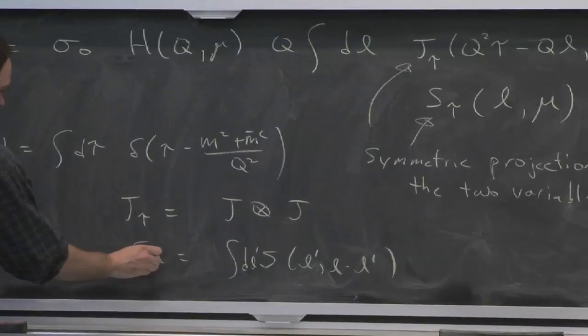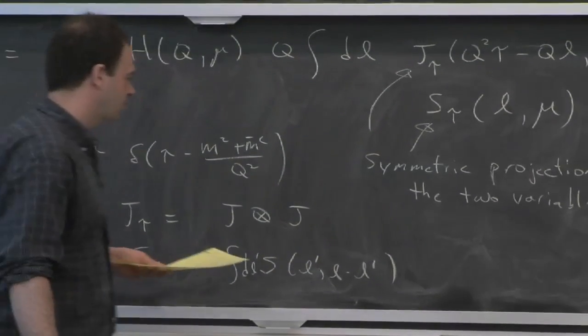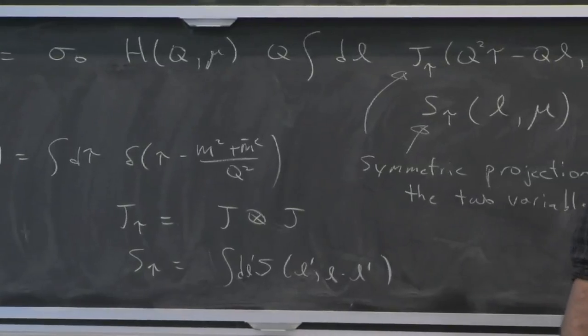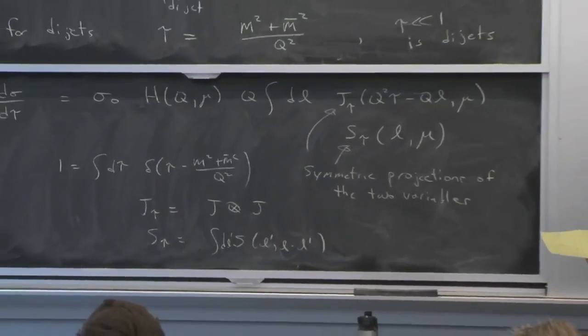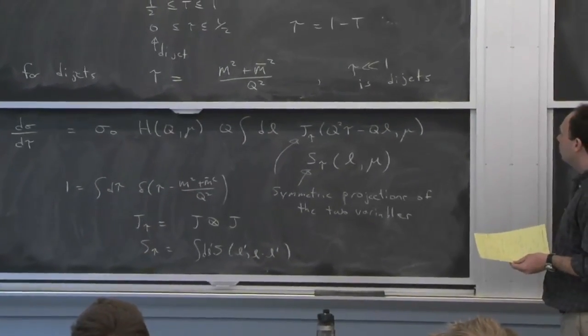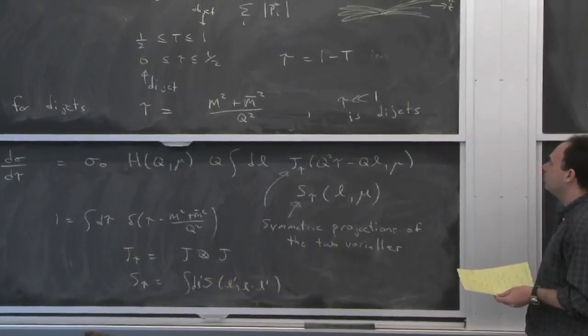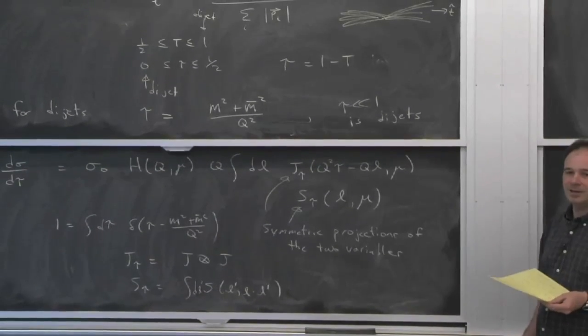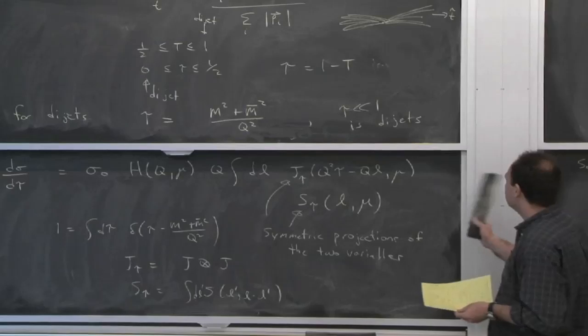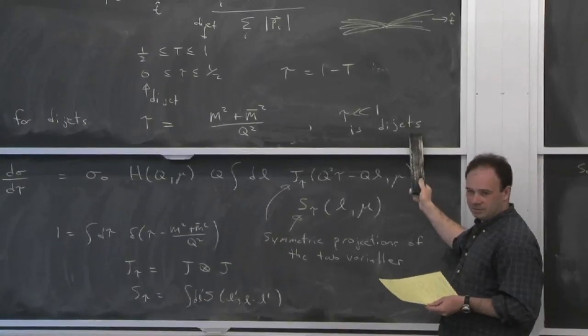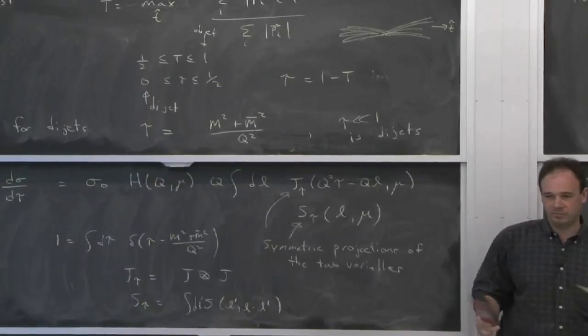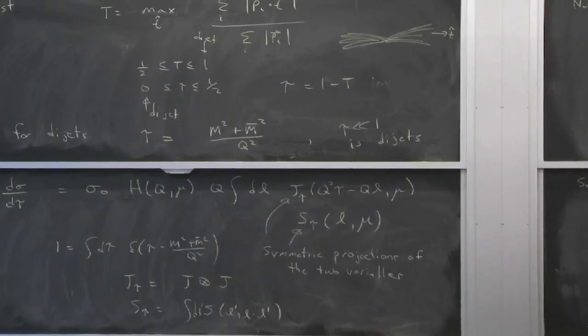So that's what I mean by symmetric projection. And at subleading power, do you know that tau can be written as a function of n and n bar? Or could another kinematic variable come out? You know it can be written as a function of n and n bar. Yeah, because if you're in subleading power, as long as you're in the dijet configuration, we've got the right degrees of freedom. We don't need another jet degree of freedom.